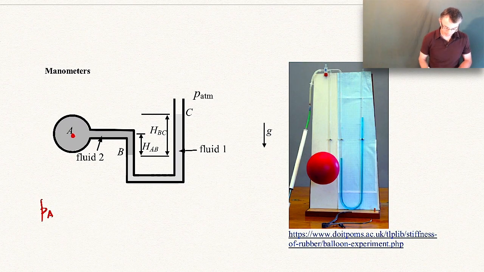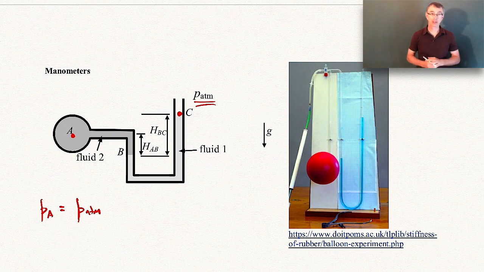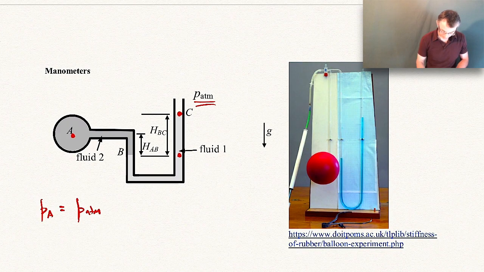I'm going to start with the pressure at C, which we know is atmospheric. So pressure at C is right there, but that's open to the atmosphere, so that's atmospheric pressure there. Then I'm going to go from C down to this point. Let me call that point D.